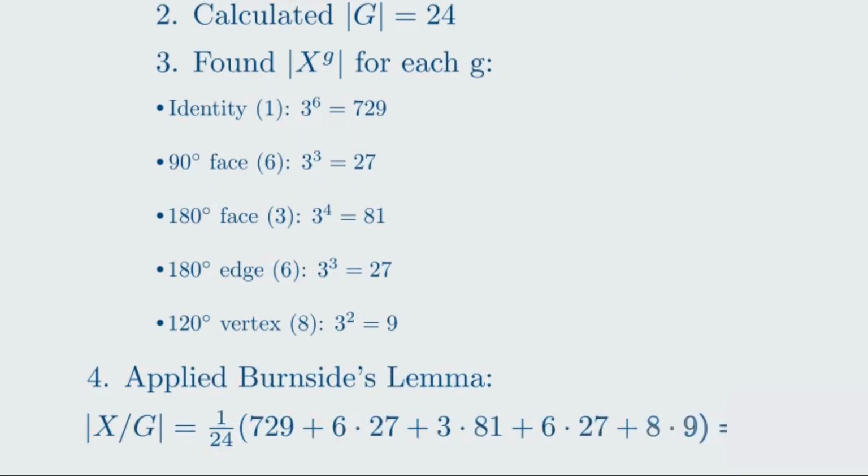Finally, we applied Burnside's lemma, summing the fixed points and dividing by the order of the group to arrive at 57. This method is a powerful and systematic way to count distinct objects under group actions, and it's a fundamental concept in combinatorial mathematics.